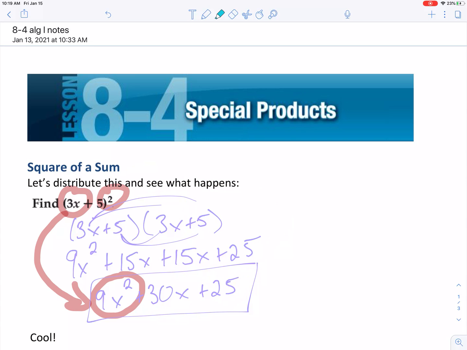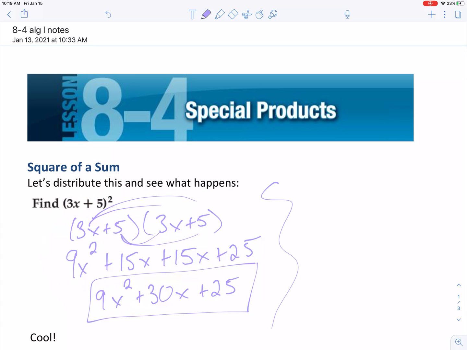So what does that mean? It means we can shorthand this and get a little shortcut. We call it a plus b. If you have the sum of a plus b squared, then the answer will be a squared plus 2 times a times b plus b squared.